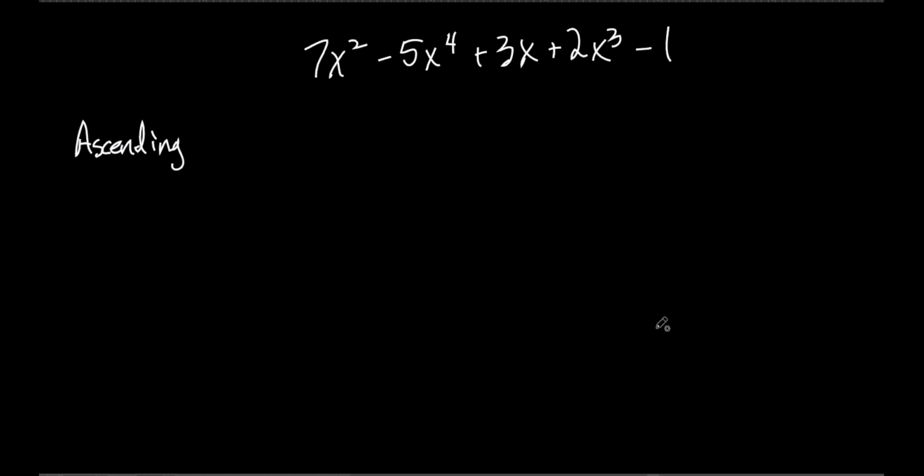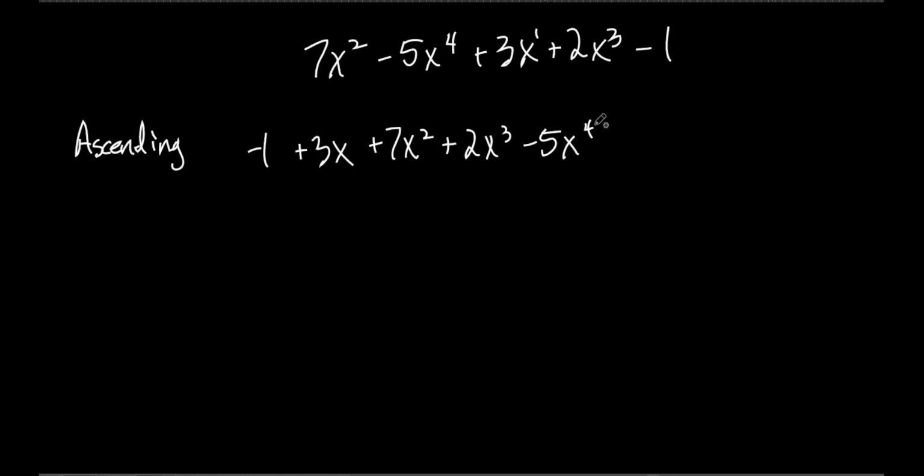So what's the lowest degree? Come on. We've still got 2 minutes. What term is the lowest degree? It's the negative 1, so the negative 1 goes first. What's the next highest degree? The 3x, because it's x to the first. So it's plus 3x. Then the next one, plus 7x squared. The next one, 2x to the third. And then the last one, negative 5x to the fourth. That answers the question. They're going to ask you to put it in ascending order, and you need to do it.